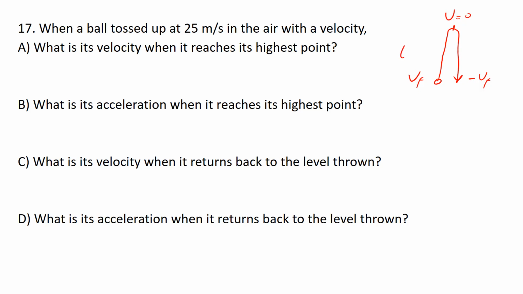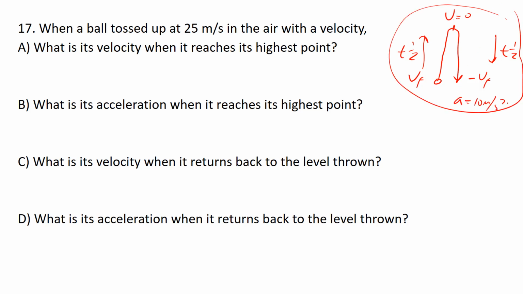The time it takes to go up is going to be half the time, and the time it takes to come back down is half the time. During this entire flight, the acceleration is always 10 meters per second squared down. Once again, it's always changing, and that's why you start at 20, it goes to 10, it goes to 0, it goes to negative 10 or down 10, and then it goes to down 20. This never changed. It always changed the velocity by 10 meters per second every second the ball was in the air.